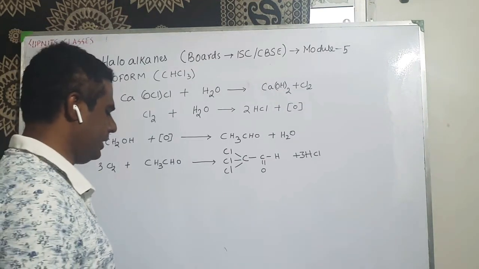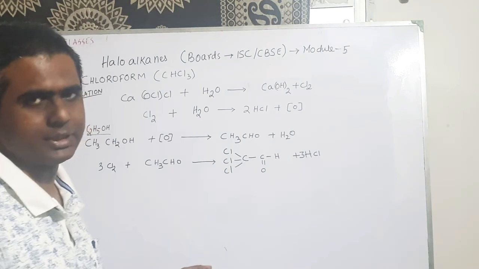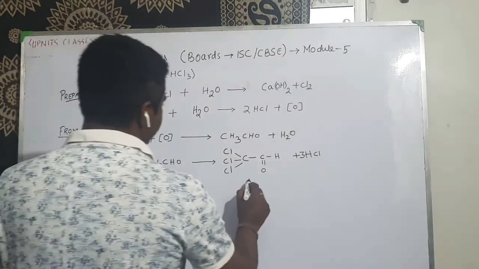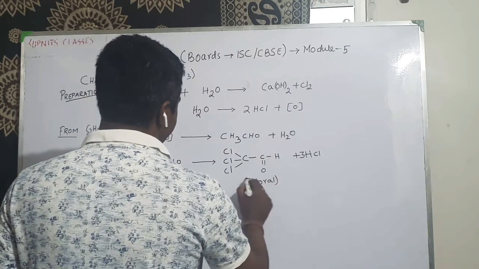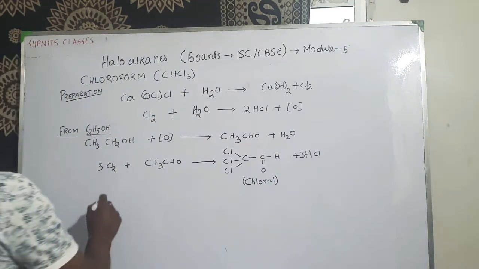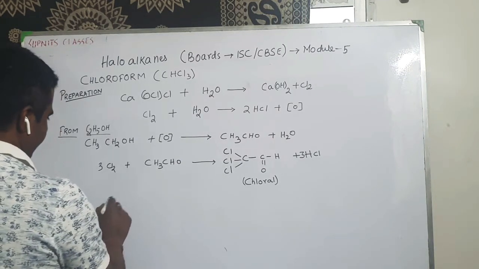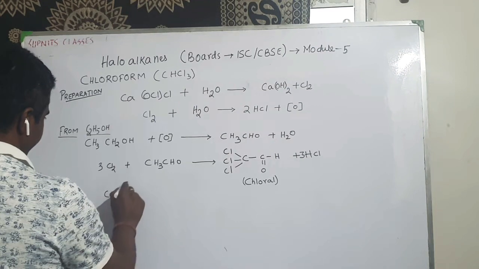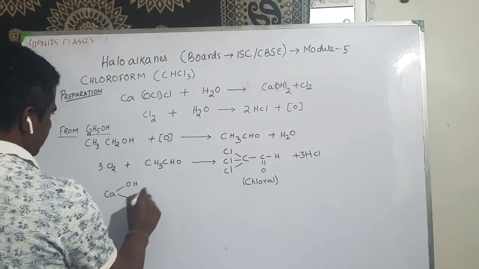It is basically trichloroacetaldehyde. Trichloroacetaldehyde. Common name is chloral. Okay, as soon as you get chloral, you hydrolyze this with calcium hydroxide. So calcium hydroxide you can write like this. Take 2 molecules of chloral.